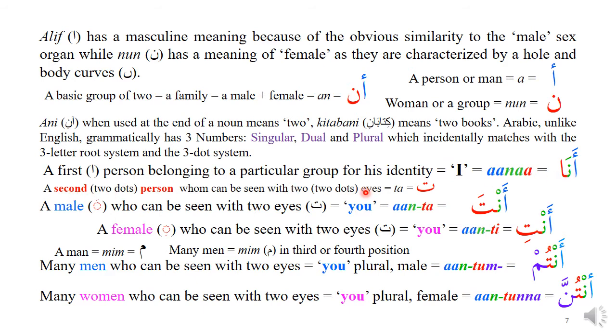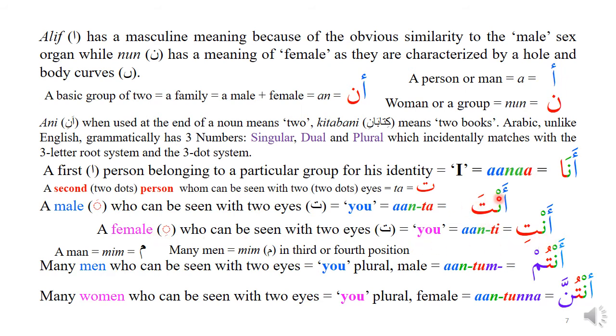And we already know that ta would mean a second person because of the two dots whom you can see. If you could not be seen, then it would be ya, right? So see, anta means a person belonging to a group whom you can see with the two eyes. That is a second person. Anta means you in the singular sense, right? And anti means you, but in the feminine meaning, anti, right?